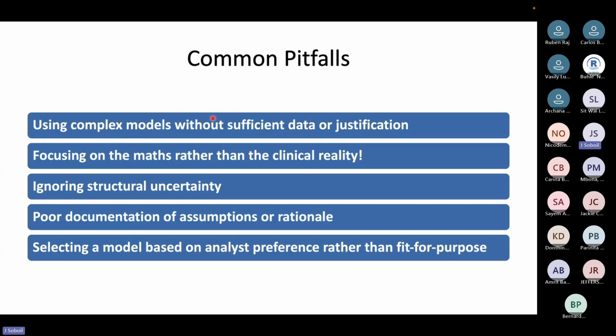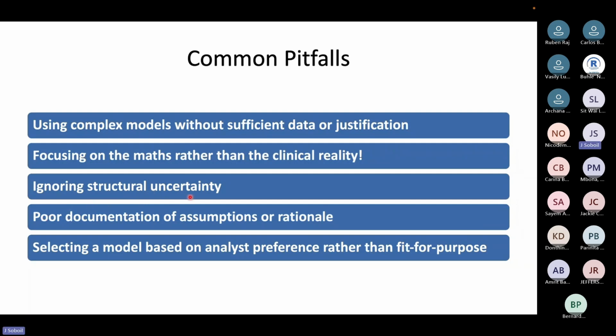So again, some common pitfalls to consider when you're doing your models: using complex models without sufficient data or justification. And this leads to the fact that people who love modeling might really get into it, and it's really bad to focus on the maths rather than the clinical reality. The maths doesn't matter when it comes to actually reflecting what happens to the patients over time. Also ignoring structural uncertainty, for example, not developing adequate scenario analysis or deterministic or probabilistic sensitivity analysis.